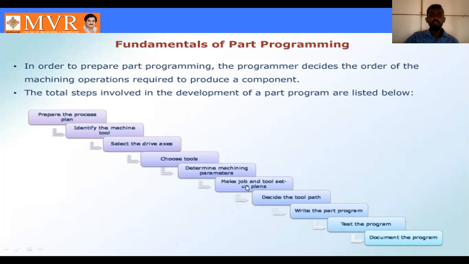Next is to make the job and tool setup plans. Next is to decide the tool path, then write the path program, then test the program. The final step is to document the program. Documentation is nothing but the final conclusion, where you prepare the conclusion of the total work. That is the development of the program.